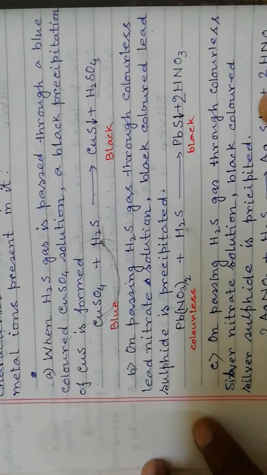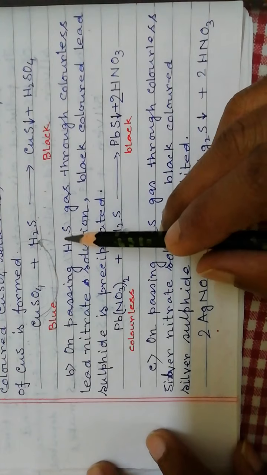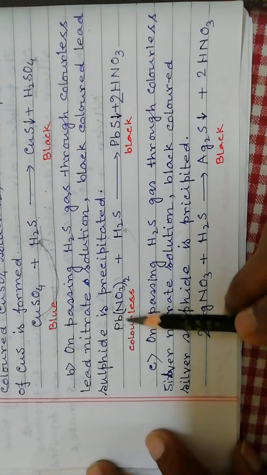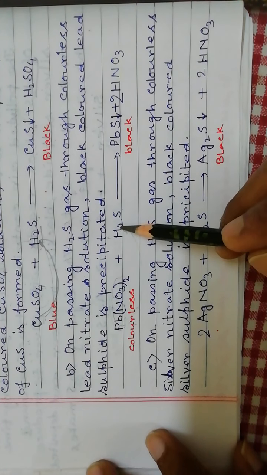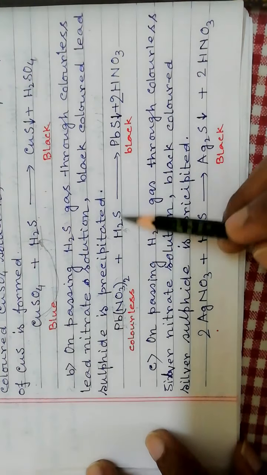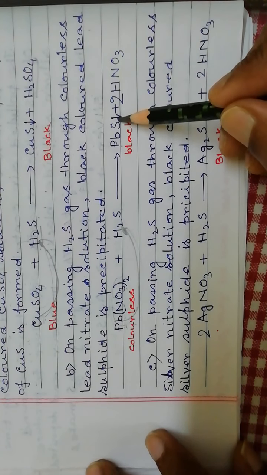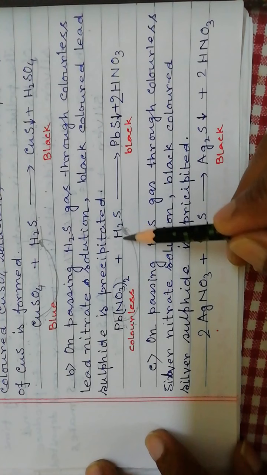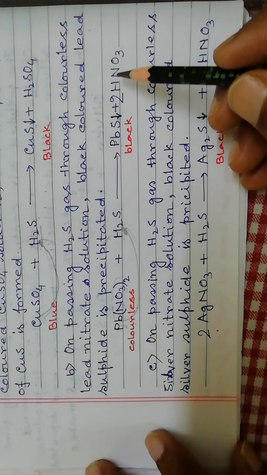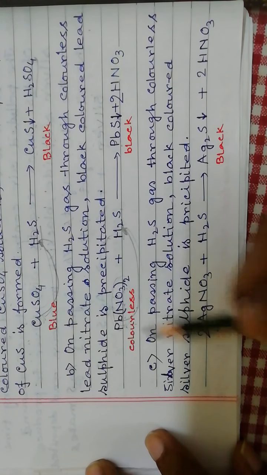Now the same type of reaction occurs when H2S is passed through colorless lead nitrate solution. This is the lead nitrate solution, which is colorless. When H2S is passed through this solution, lead sulphide is formed. Here the Pb displaces 2 hydrogen and forms PbS, lead sulphide, and the displaced hydrogen forms nitric acid by joining NO3, that means nitrate.